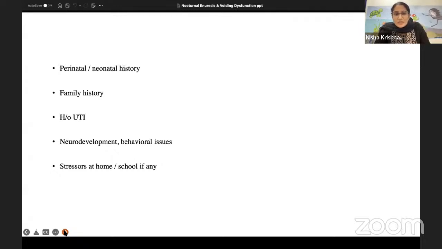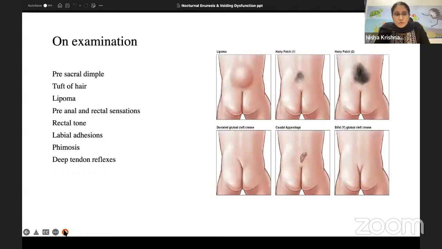Many a time it is seen that in family histories where there has been a delay in achieving urinary continence, sometimes it passes on to children. And although I will come back to it at a later time, nocturnal enuresis has a very strong genetic predominance. Similarly, if there's a history of urinary tract infections, that could be the reason for the badly behaved bladder, or it could have been the effect of a badly behaved bladder. Last but not the least, we must always evaluate whether there are any stressors at home, because many a time children may manifest the reaction to a stress by having some voiding issues.